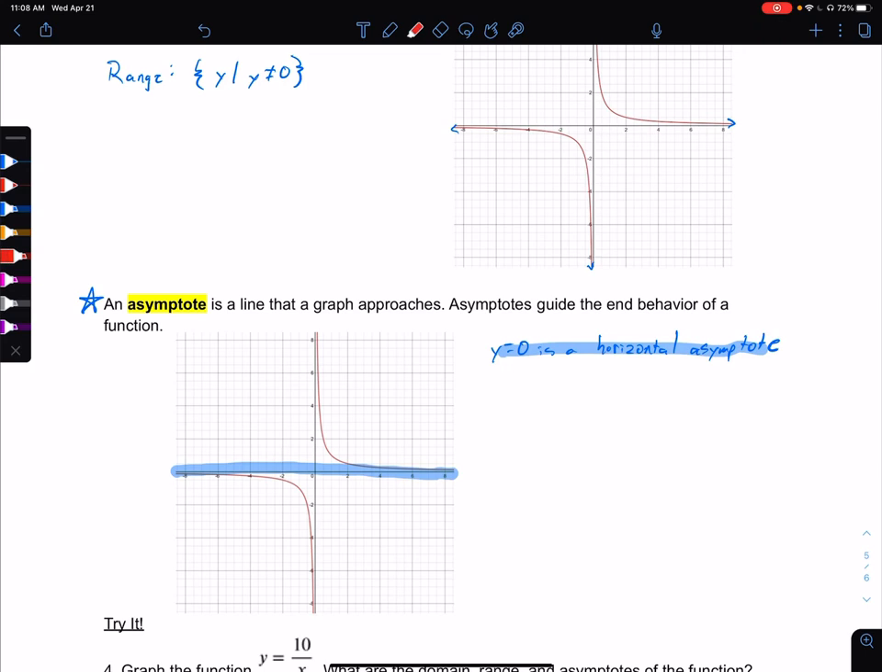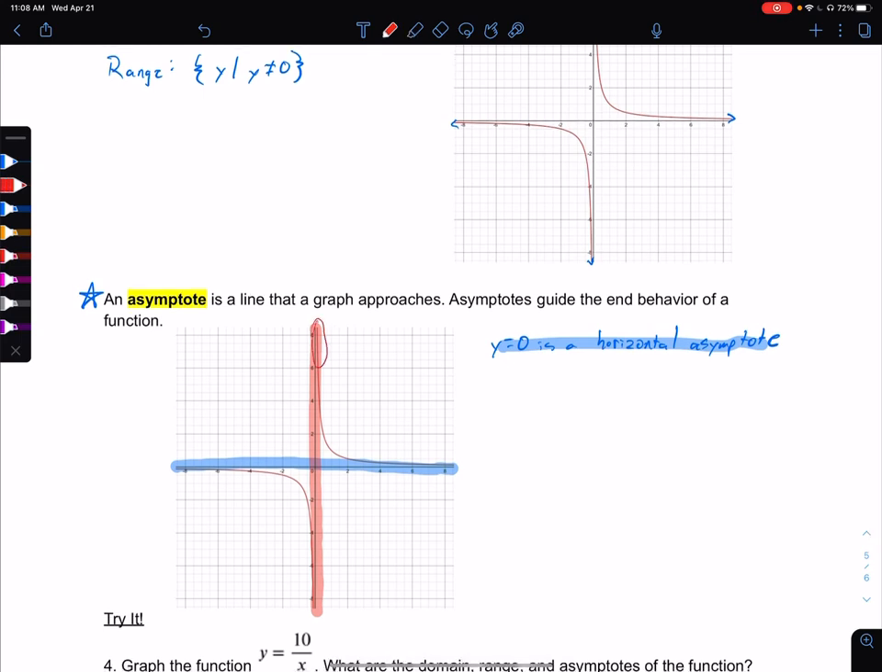Now that same idea applies along the y-axis. As I'm going up further and further here, my graph is going to get closer and closer to the y-axis, but it's never actually going to touch it. And then on the bottom, as I'm going lower and lower, approaching negative infinity, again, it's going to get closer and closer to the y-axis without actually ever touching it. And what that tells me is that in this case, x equals 0 is a vertical asymptote. And again, these are just generalities here.